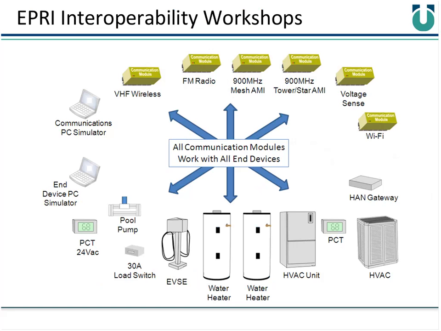So if we look at what EPRI's been doing here, they have hosted a number of workshops with their utility partners to demonstrate the capabilities of the modular communication interface in a variety of consumer products, such as electric vehicle charging stations, electric water heaters, heating, ventilation, and air conditioning equipment, mainly air conditioners, a variety of home area network gateways, load switches, pool pumps, in-home displays, thermostats. Through that, they've been able to test the communication interface using a variety of communication technologies, such as VHF wireless, FM radios, which are popular for AC cycling programs, 900 megahertz mesh AMI, some cellular communications, voltage sensing, Wi-Fi. I know there have been also some Zigbee implementations, which I see is missing from this slide.